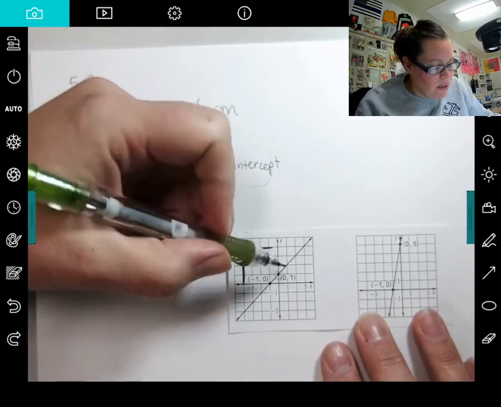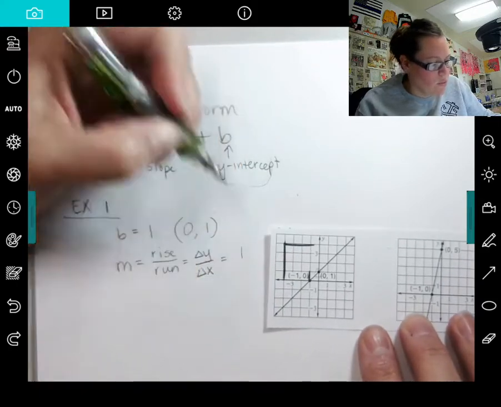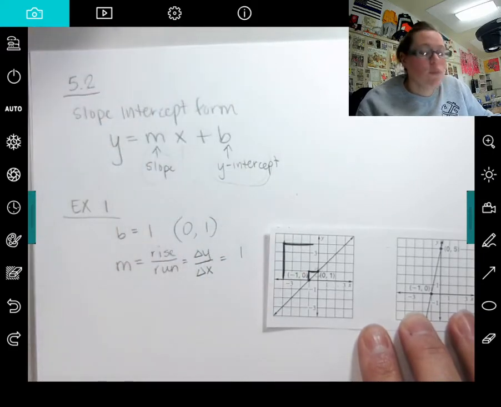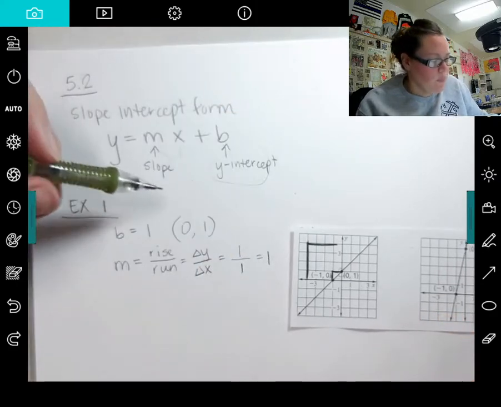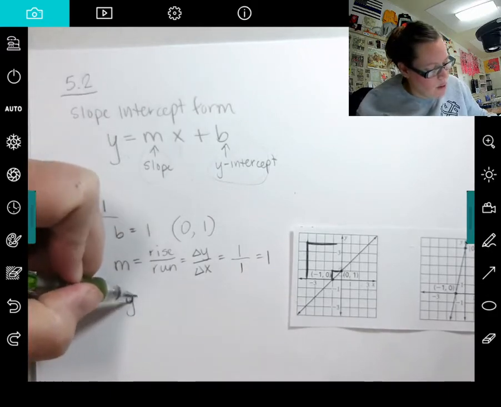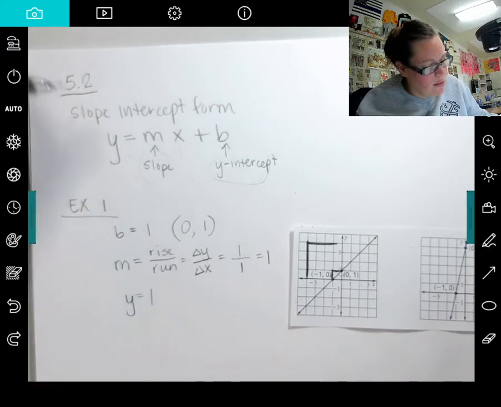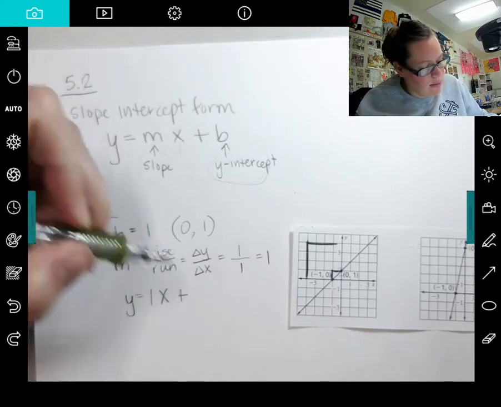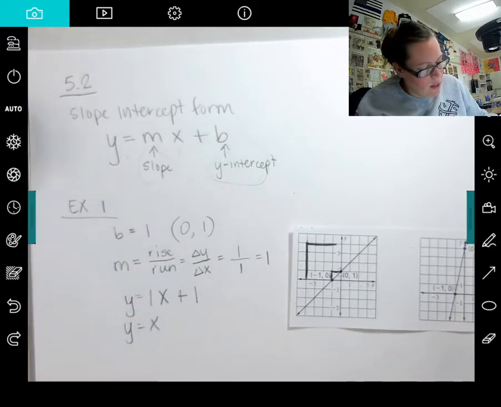In this case, we are going up 1. So up 1, our change in y is 1, and our delta x is over 1. So up 1 over 1, which just gives us a slope of 1. So now we plug these two pieces of information into our equation. y equals m is just 1, so you can write the 1 or you can leave it blank. So 1x plus our y-intercept is 1 also. So you have two different ways you could write this. y equals 1x plus 1 or y equals x plus 1.